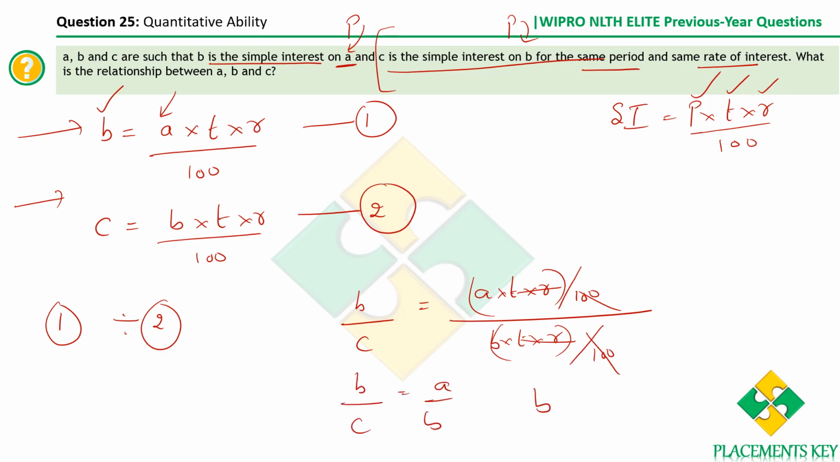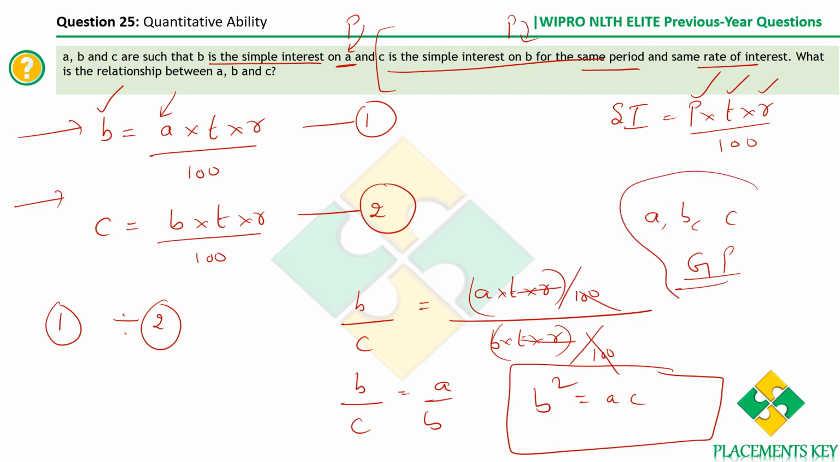So what is the relation we have? B square is equal to AC. That is the relation between A, B and C. Effectively A, B, C are in GP, right? Which is geometric progression.